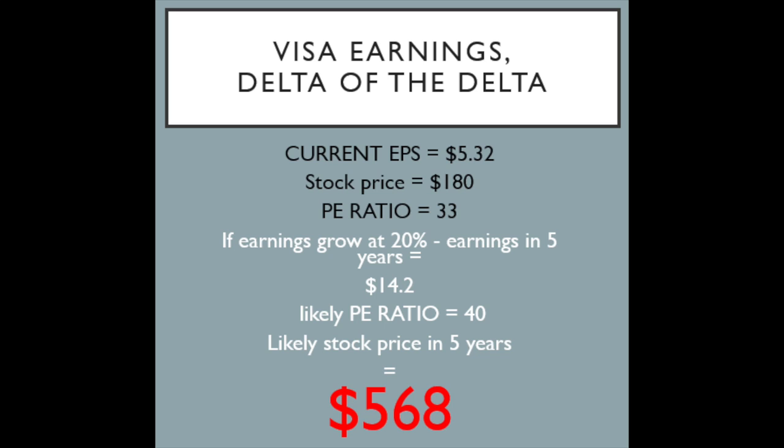The same works on the upside too, however. If Visa manages to grow at 20% per year, earnings per share would go from 5 to 14 over the next 5 years, and the market would probably value the stock with a price earnings ratio of 40. Therefore, the stock could reach an incredible $568 over the next 5 years, and then even higher over the next 10 years. This is the magic of growth stocks, and this is the risk reward of investing in growth stocks.